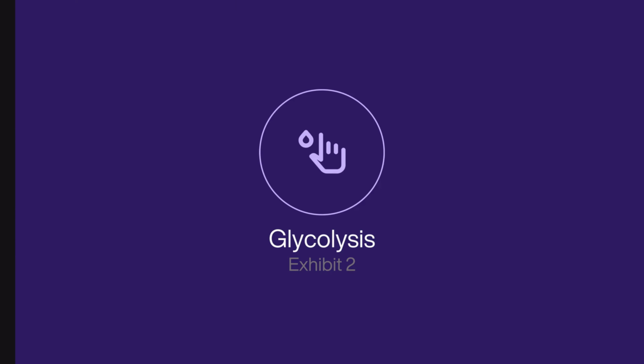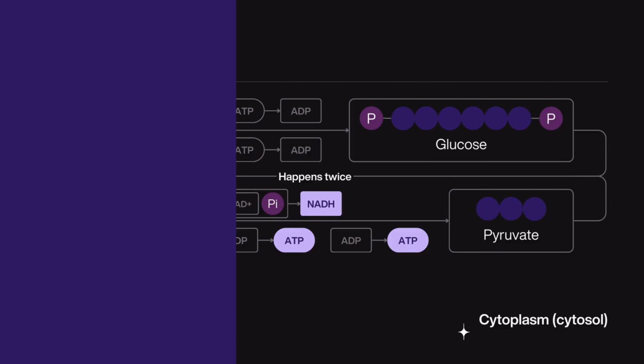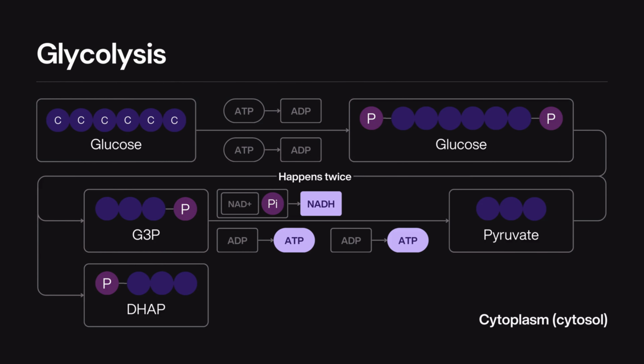Exhibit 2. Glycolysis. Glycolysis is a metabolic pathway that occurs in the cytosol or cytoplasm, breaking down glucose, a 6-carbon sugar, into two 3-carbon molecules called pyruvates, and releases energy in glucose to form ATP from ADP and inorganic phosphate, and NADH from NAD+.